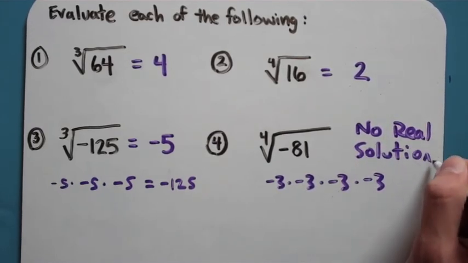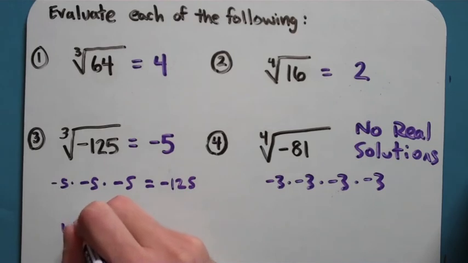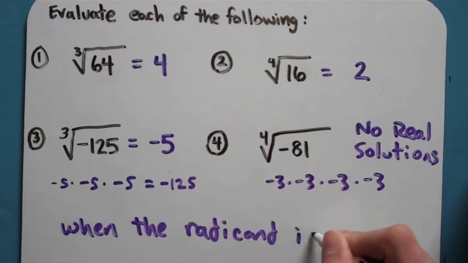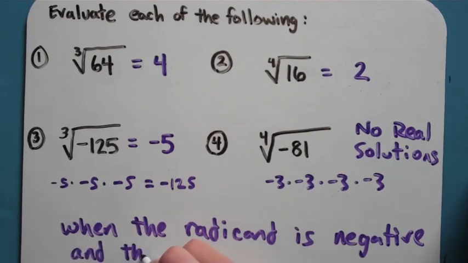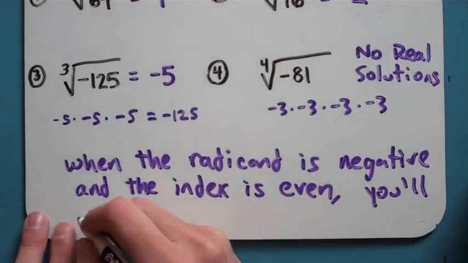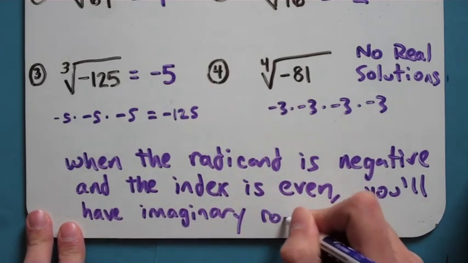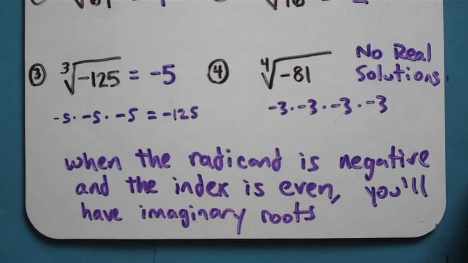What you should already realize, just from our previous chapter on quadratics, is that this answer is going to be imaginary. So, when the radicand is negative and the index is even, you will have imaginary solutions, or imaginary roots. So, odd index, like right here, no big deal. Even index, then if you have a negative, you're going to have those imaginary answers.